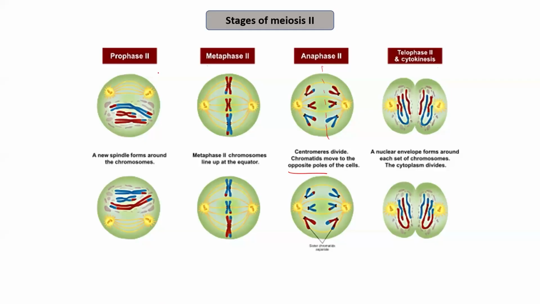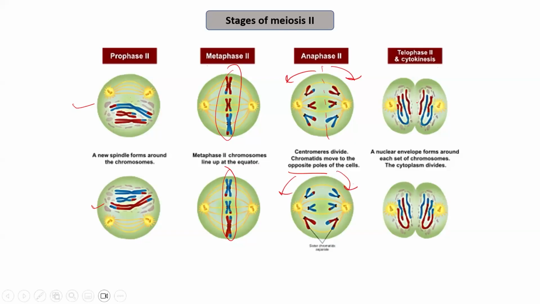So in prophase 2, a new spindle forms around the chromosomes, as we can see. This is the result of meiosis 1, and this is happening in both the cells. In metaphase 2, these chromosomes get aligned at the equator, and in anaphase 2, the two sister chromatids get separated from each other, moving towards the opposite poles, followed by telophase 2 and cytokinesis.